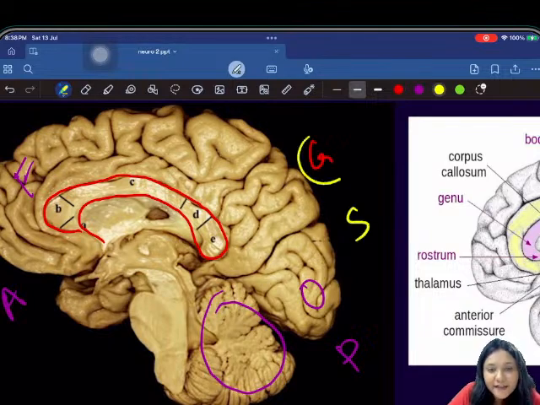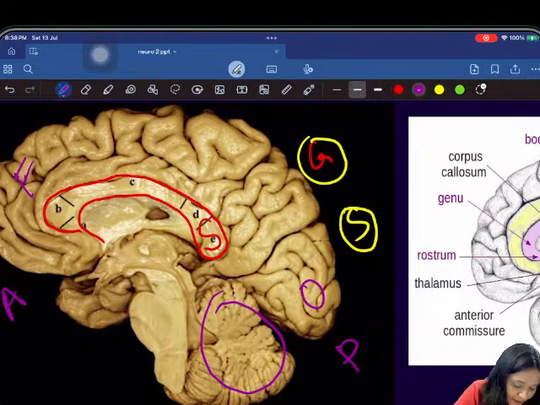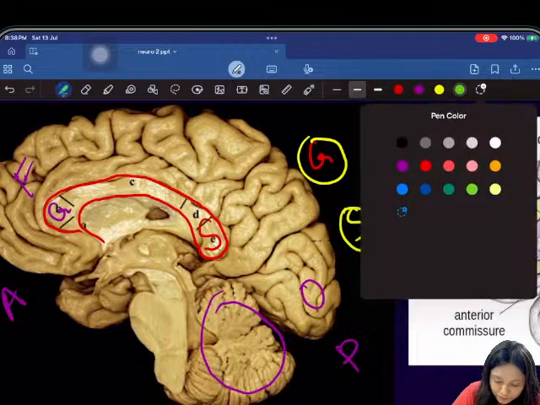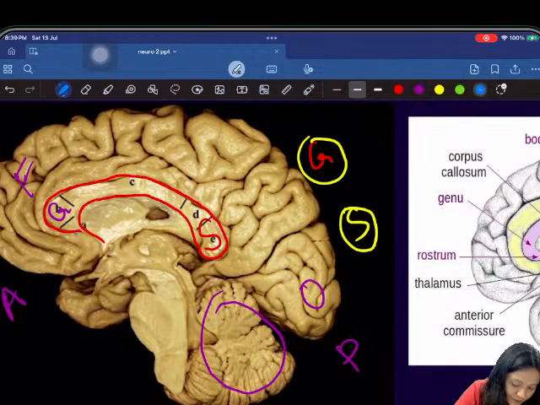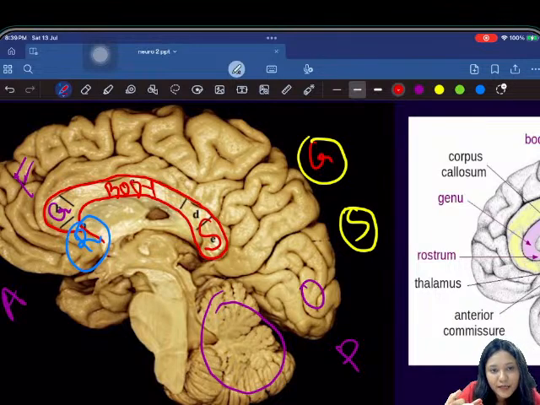Because G comes first alphabetically, it is present anteriorly, and S comes later, so it is present posteriorly. So you have the splenium on the posterior-most part, and the genu is a band. And in front of the genu you have another structure, the rostrum. Then you have the genu, then the body, and at the back the splenium.